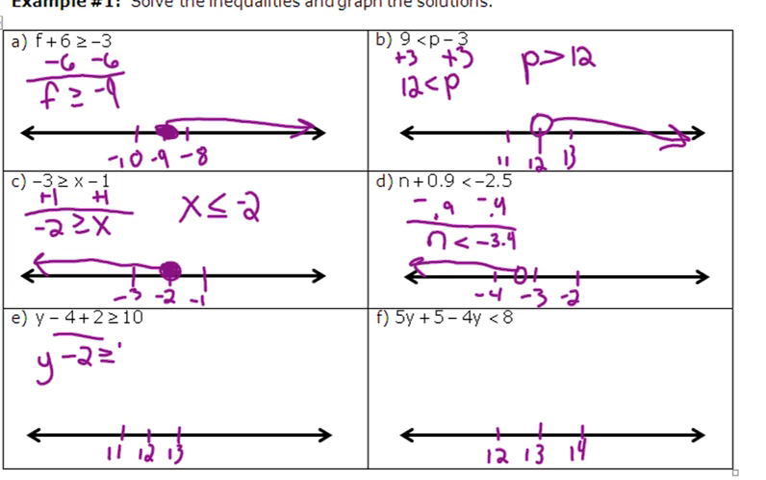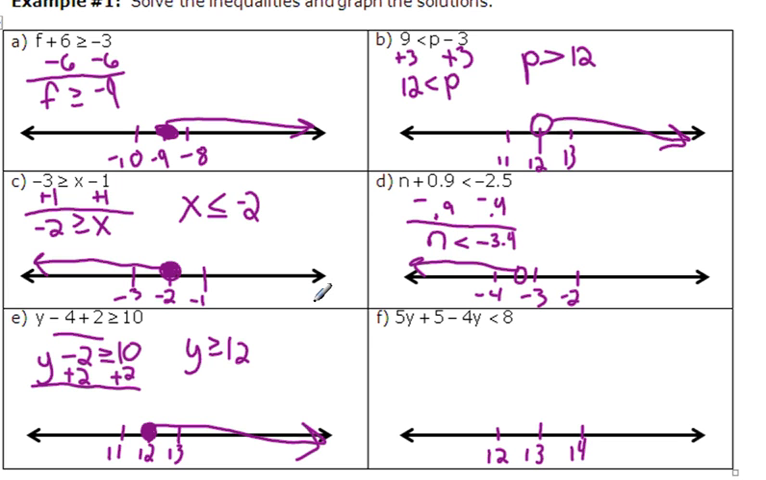So I'm really left with y minus 2 is greater than or equal to 10. Now to get the y alone, I add 2 to both sides. 10 plus 2 is 12, so I have y is greater than or equal to 12. I'm going to make a closed circle at 12 because it has an equal to with the inequality. And since it's greater than, I'm going to the right.